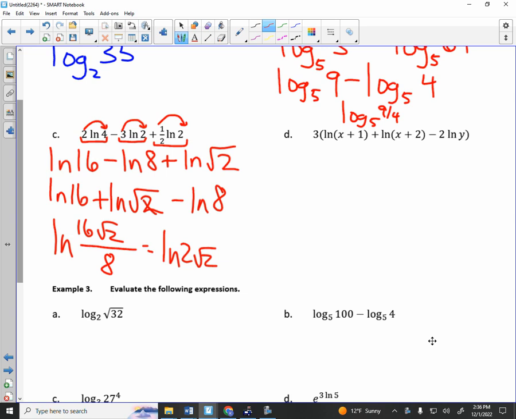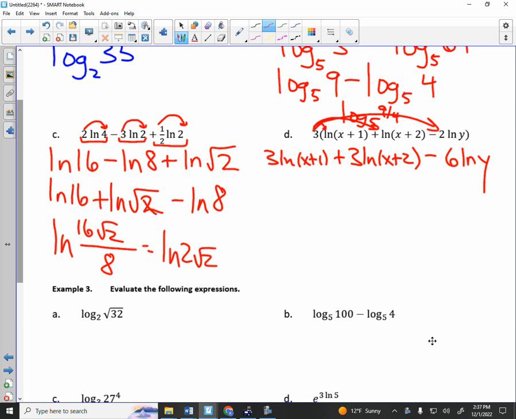I like the idea of distributing the 3. So I'm going to multiply the 3 there, the 3 there, and the 3 there. You guys good with that? So I got 3 natural log of x plus 1 plus 3 natural log of x plus 2 minus 6 natural log of y.